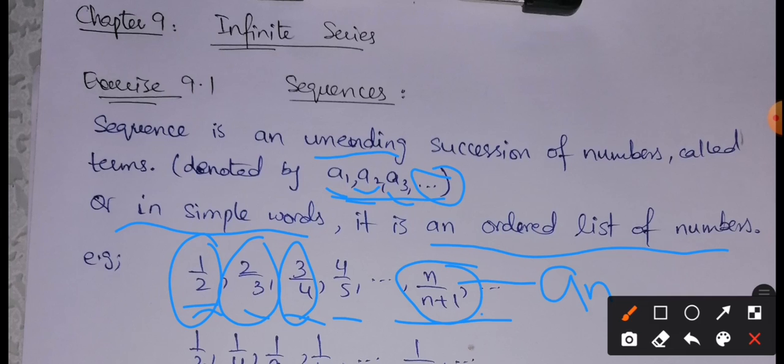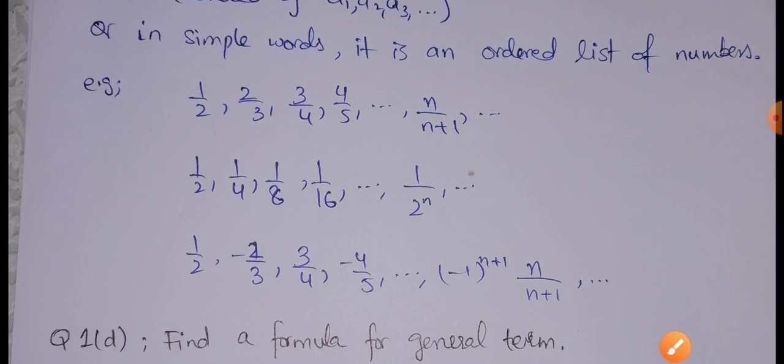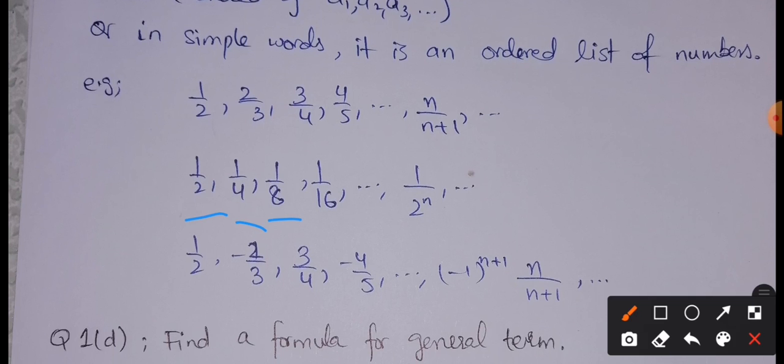So the general term is represented in terms of n, and by inserting n is equal to 1 we get the first term. By inserting n is equal to 2 we get the second term. By putting n is equal to 3 we get the third term and so on. So the general term plays a very important role when we are writing down a sequence. The second example is over here. If we have 1 by 2, 1 by 4, 1 by 8, 1 by 16 and so on, we can generalize the term in the form 1 over 2 power n.